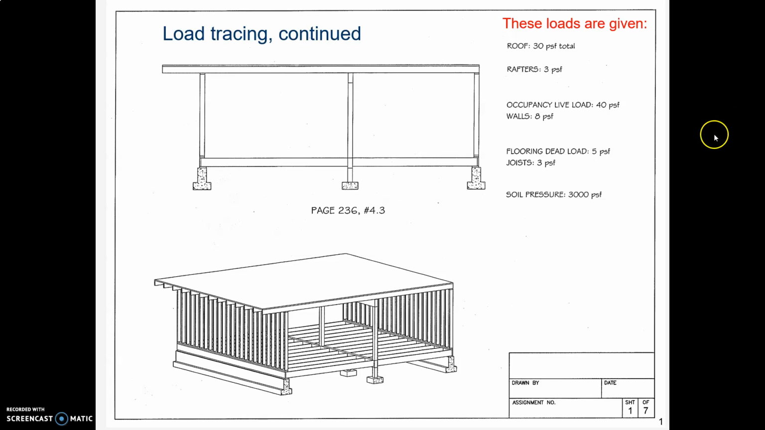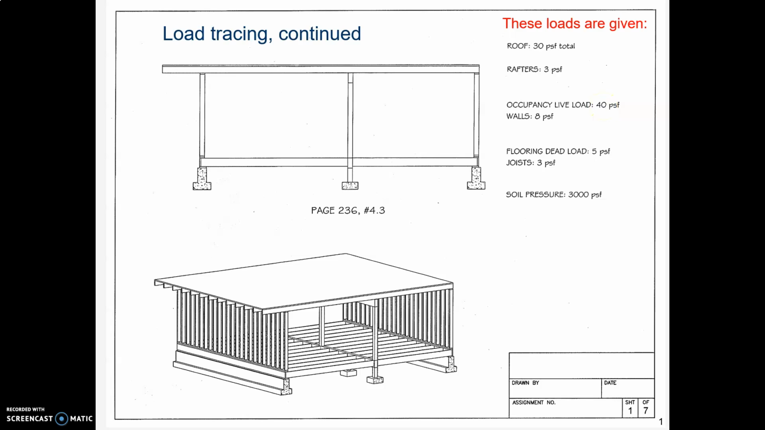Here we are, continuing on down to trace the loads through our building. And again, let's just review what loads are given. We've already talked about the roof and the rafters. Let's look at this next layer down. So he tells us the live load is 40 pounds per square foot.